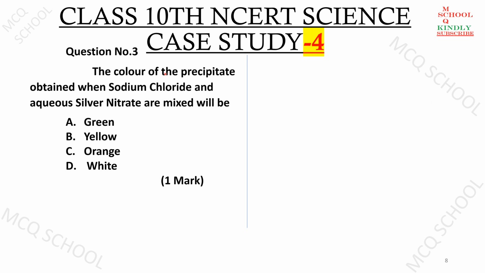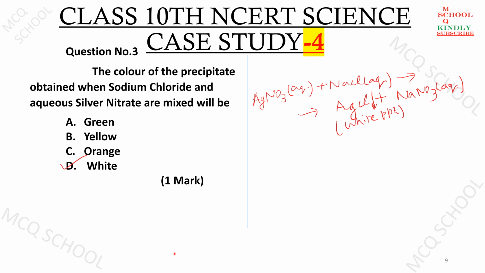Let us take question number 3. The color of the precipitate obtained when sodium chloride and aqueous silver nitrate are mixed will be: A. Green, B. Yellow, C. Orange, D. White. So what is the answer as per you?